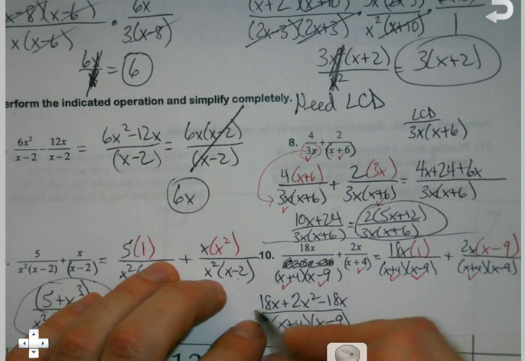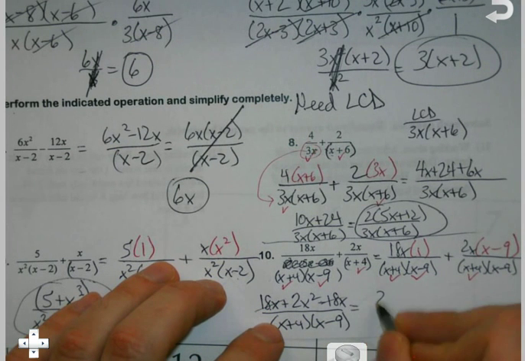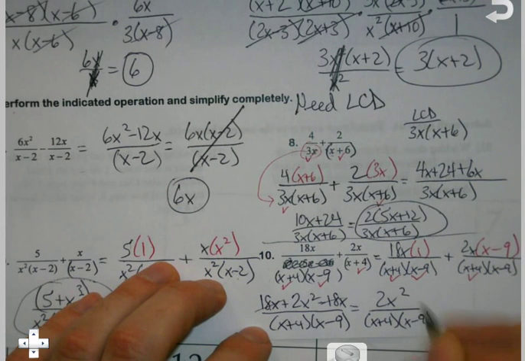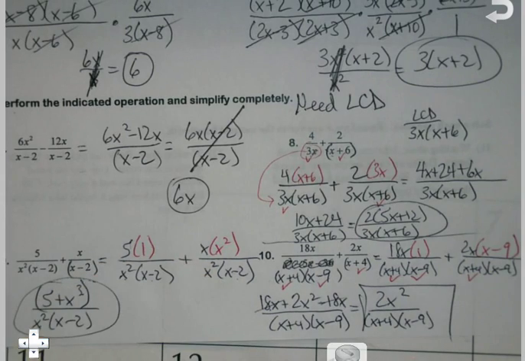Hey, 18x minus 18x. All right. 2x squared. Nothing cancels because they're in parentheses and that's not. Seeing the pattern here. Seeing the pattern, people. And that's what this is. It's all about, do you know your factoring?